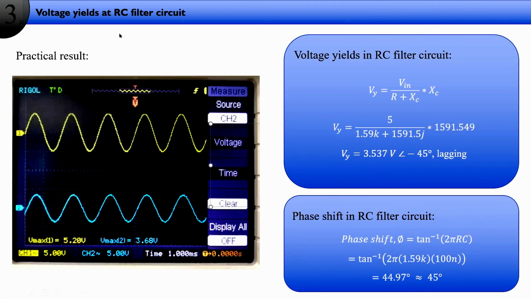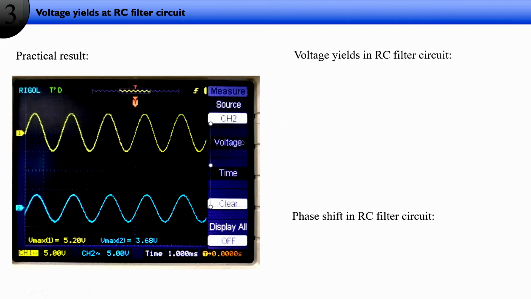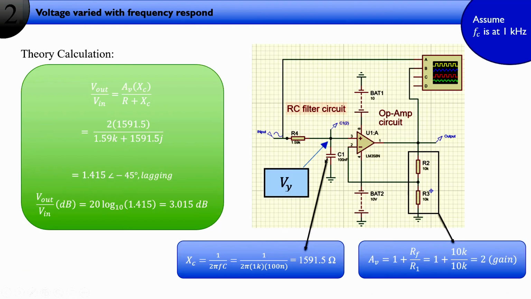The next thing is the voltage Vy at the RC filter circuit. We need to calculate the voltage at every side. So now from the RC filter circuit, the yellow signal is my input, and the blue is my RC filter circuit output, which is the Vy here. You can see that Vy is at the RC output here, which is the input of the amplifier.